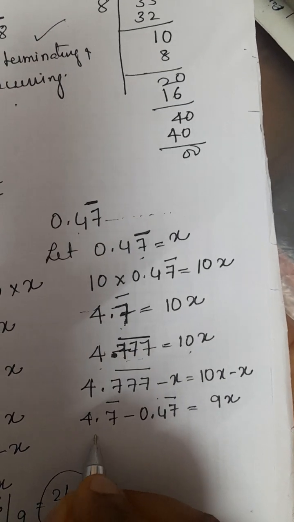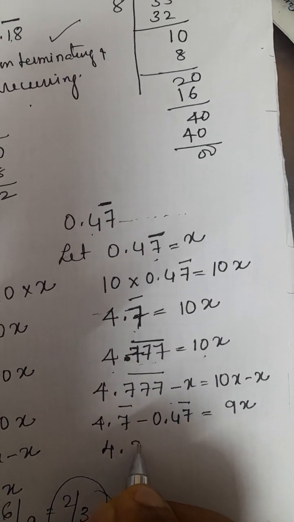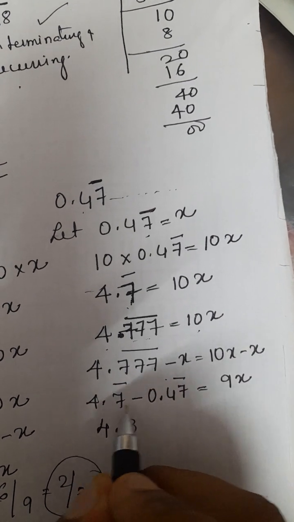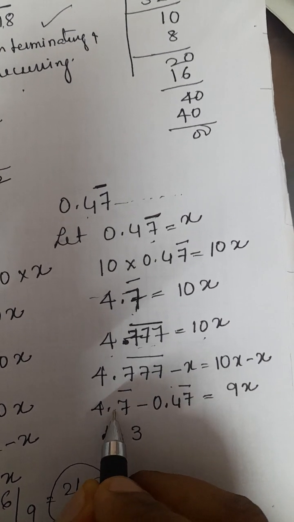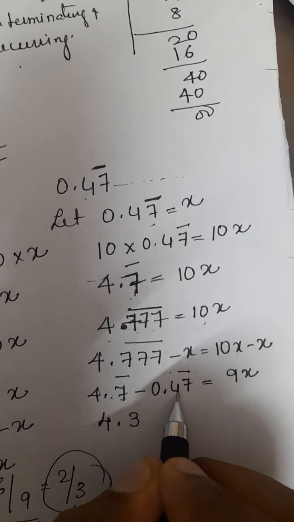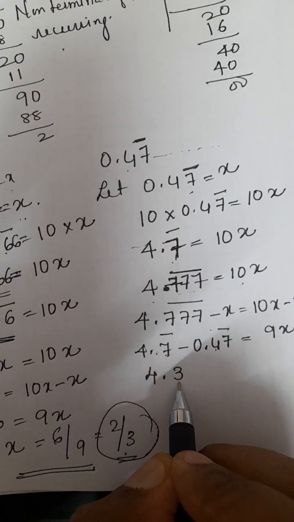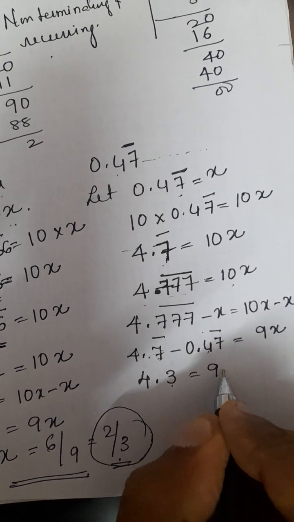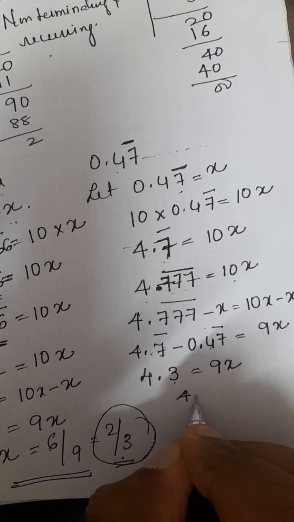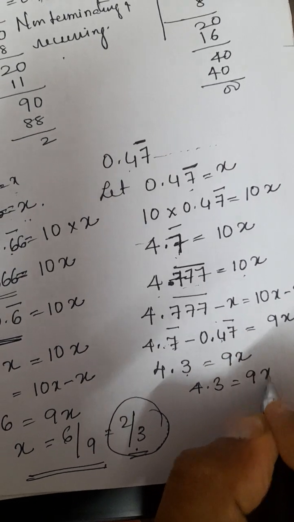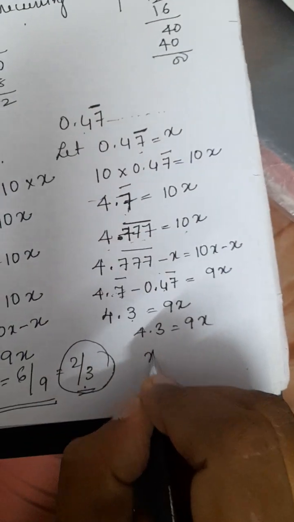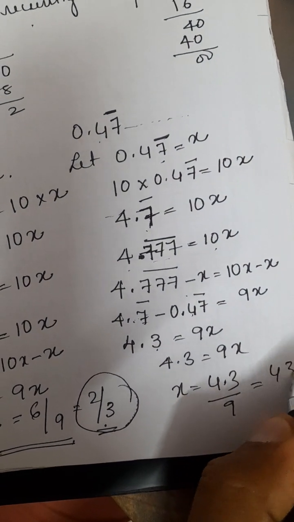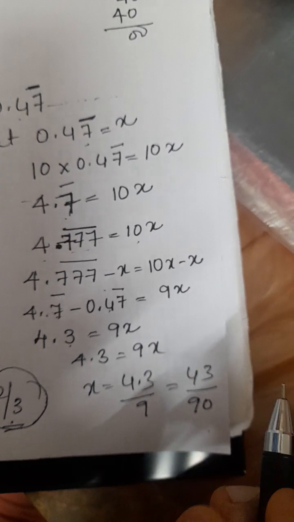I will get 4.3, because from the first 7, this 4 gets cancelled, I mean subtracted, so you are left with 3, and the rest everything gets cancelled, because 7, 7 and 0 is equal to 9x. So 4.3 is equal to 9x. So x is equal to 4.3 divided by 9, that is equal to 43 by 90.